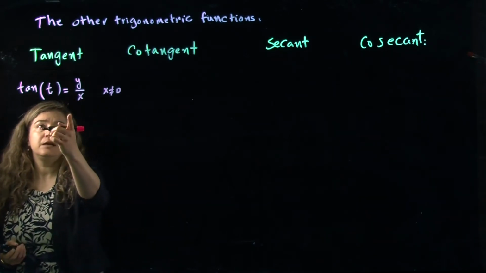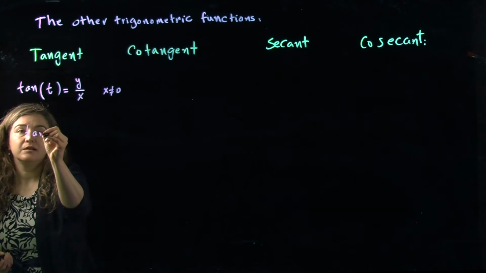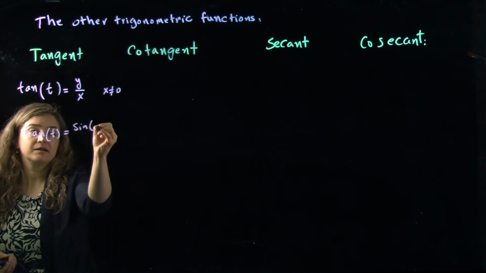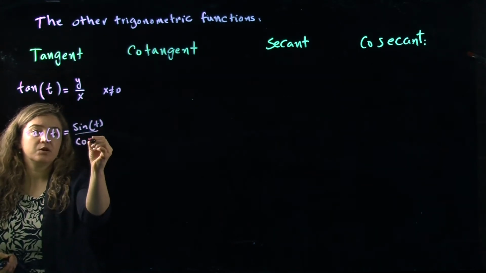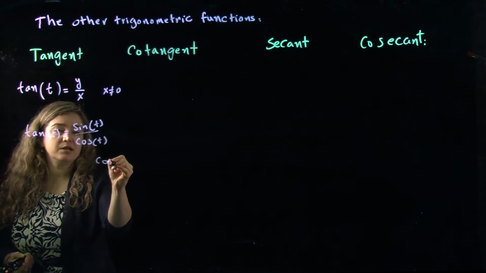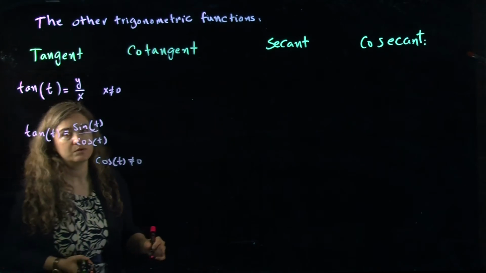Now, the other way to express this: y was the sine of t, and x was the cosine of t. Again, in this definition, you have to say where cosine of t is not equal to 0.